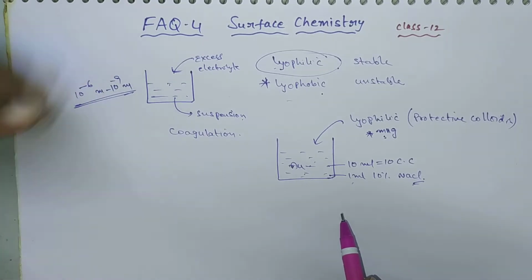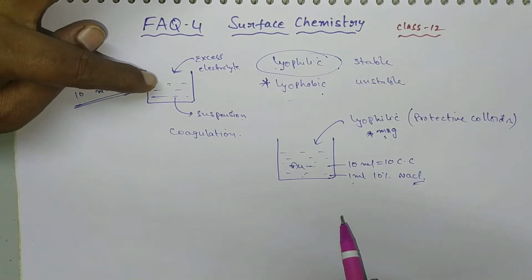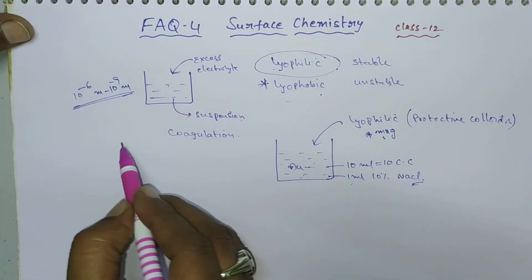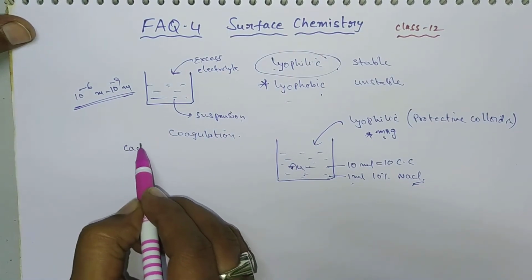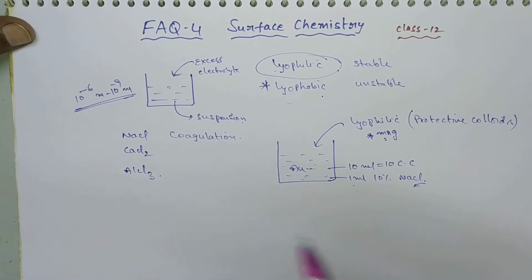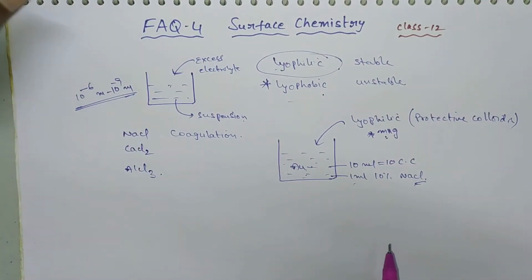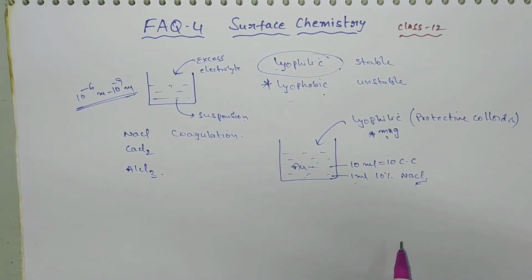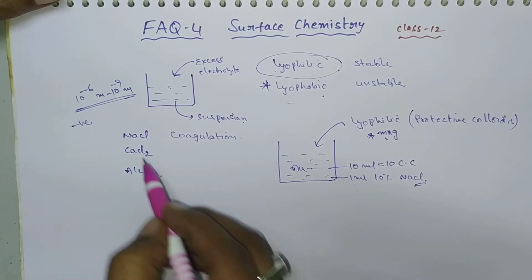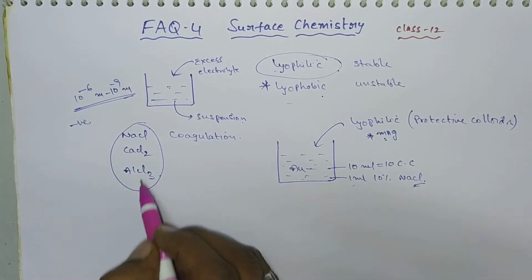So by the excess addition of electrolyte, the colloid will be converted into suspension. Suppose you are adding some electrolytes like calcium chloride, sodium chloride and AlCl3, aluminum chloride. The colloids are of two types, one is positive colloid, the other is negative colloid. Suppose it is negative colloid, then any one of these ions is responsible for coagulation. So the electrolytes are these.